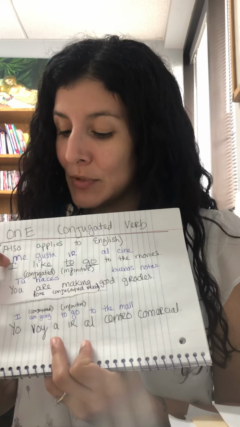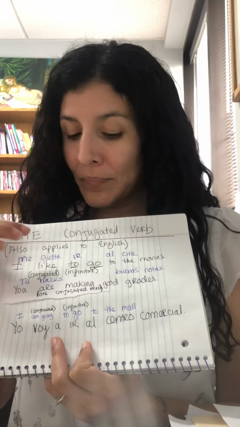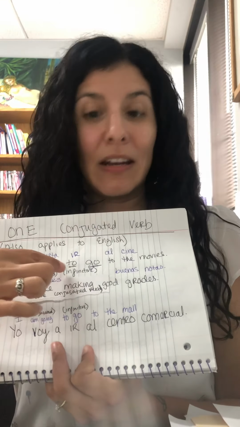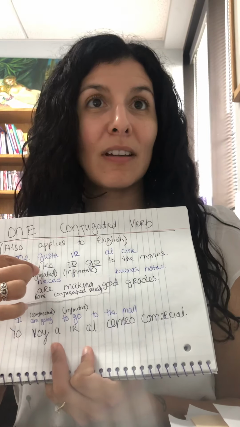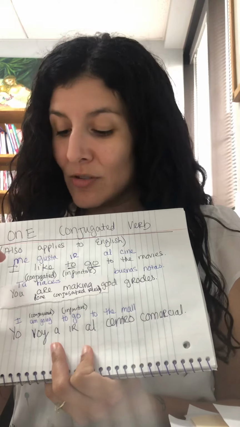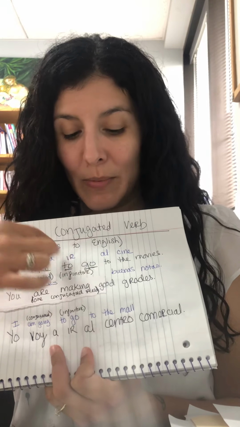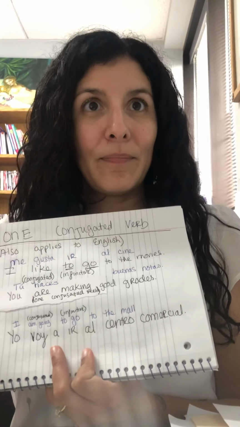So I've given the examples, right? In English, you might say, I like to go to the movies. Well, this to go is an infinitive. And here you have like, which is the conjugated verb, and there you have the infinitive. So you would say it the same in Spanish, right? Me gusta, gusta being the conjugated verb, ir being the verb in the infinitive, ir al cine, no?